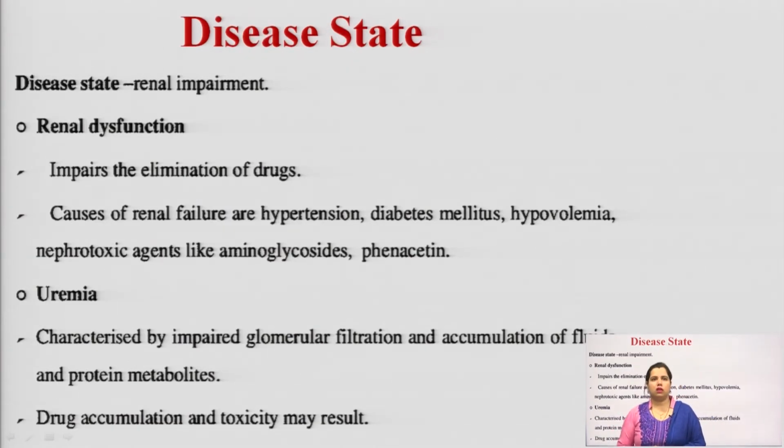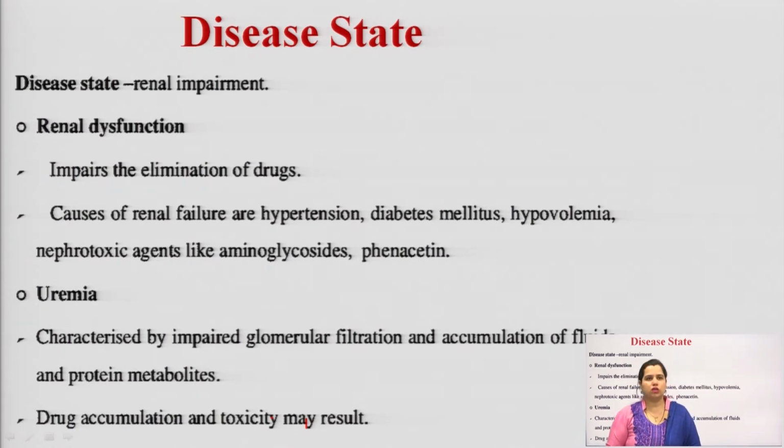Disease state, basically renal impairment, for patients having impaired kidneys. Renal dysfunction impairs the elimination of drugs. Causes of renal failure are hypertension, diabetes mellitus, hypovolemia, and nephrotoxic agents like aminoglycosides and phenacetin. So, these are the drugs and conditions which are usually responsible for renal impairment.